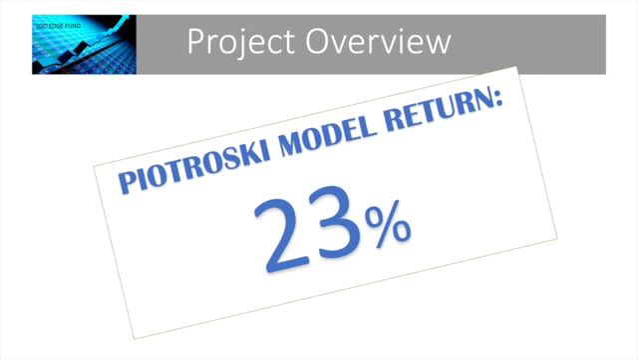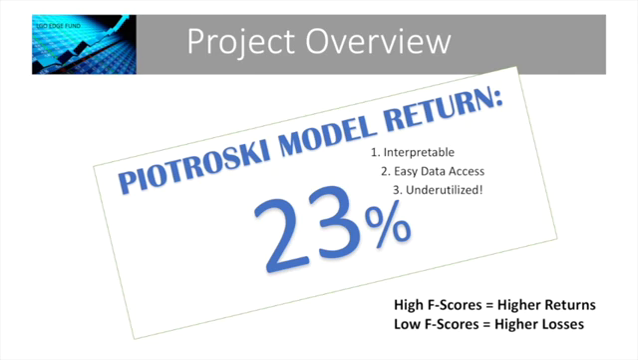Why else did we choose Piotrowski's model? One, it's because of its interpretable factors. Only 9 factors go into this model. Two, it finds undervalued companies based on public financial data. And three, it's underutilized in the market. We could not find a real-life mutual fund or hedge fund that's using this F-score as a predictor. And remember, the higher the F-score, the higher the return. Buy the stock. The lower the F-score, the lower the return. You want to short the stock.